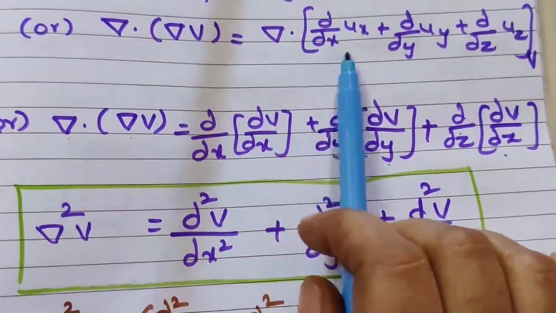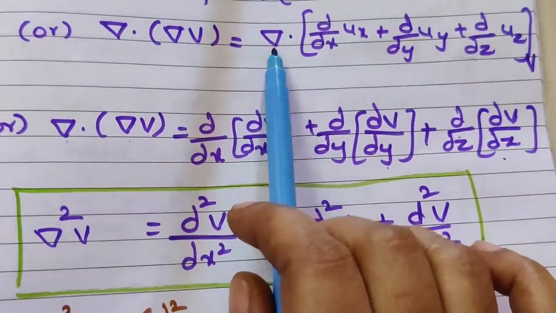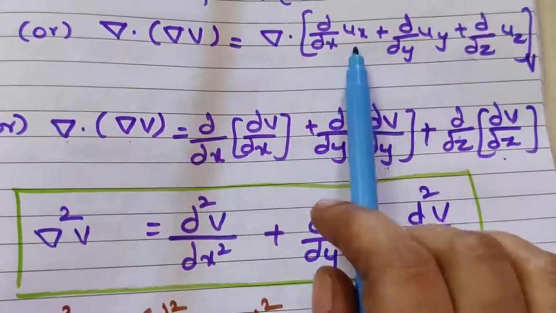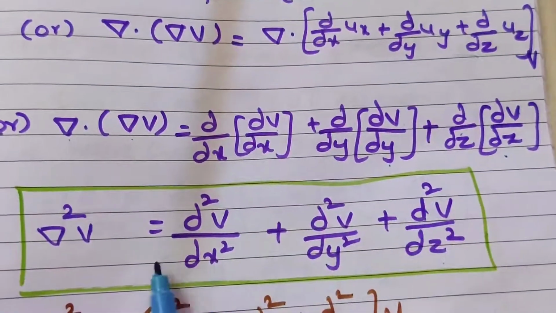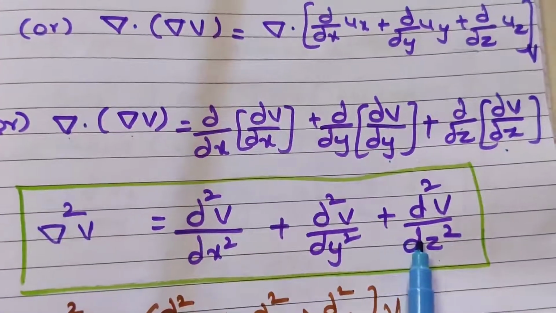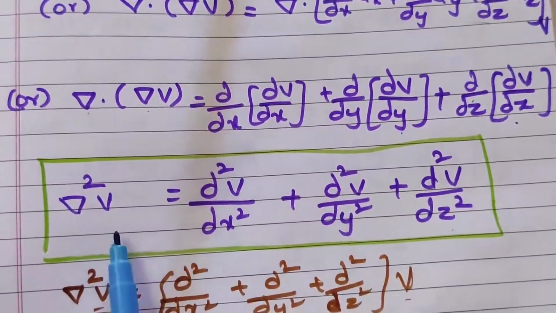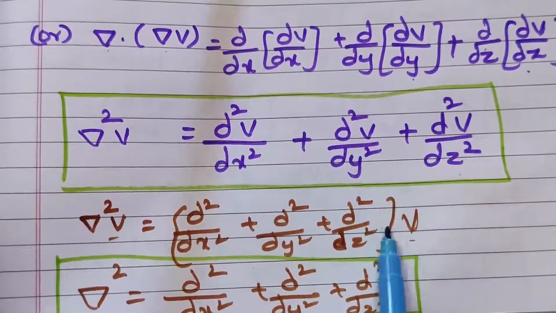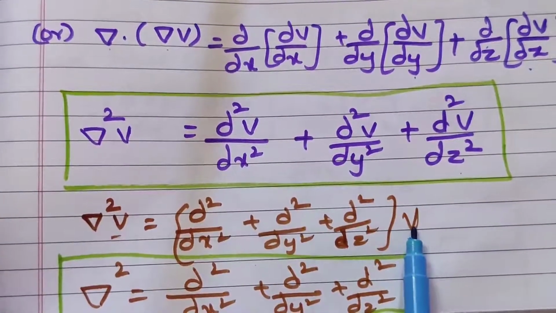After writing this, you substitute the del value again, multiplying it with the above equation. Then you will get del square v. After this del square v, v is common here, so you can take v as common.